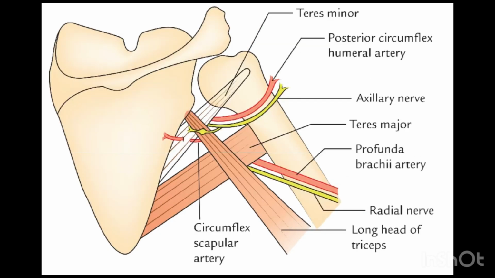So what transmits through this quadrangular space? It transmits the axillary nerve and the posterior circumflex humeral vessels. Put your hands together, you see a quadrangular-shaped space. When you put your hands together, you can remember the boundaries of the quadrangular space. On top, teres minor; below, teres major; lateral, humerus; medial, long head of triceps.